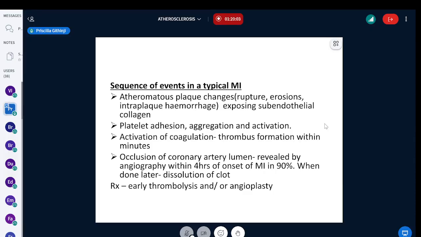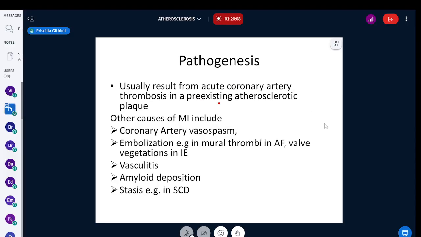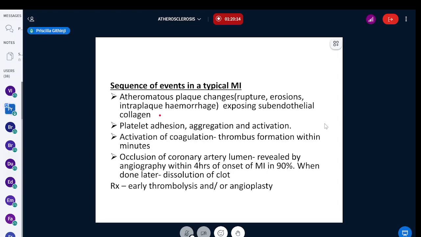What is the sequence of events in a typical myocardial infarction? And this is a myocardial infarction that is occurring where you have an atherosclerotic plaque. So you have atheromatous plaque changes that we've discussed. This can be rupture, erosion, or intraplaque hemorrhage, exposing subendothelial collagen. Then with that, you're basically exposing thrombogenic material. Then you have platelet adhesion, aggregation, and activation. You have activation of the coagulation pathway, which we discussed in detail in the first semester. You can go back to those notes.